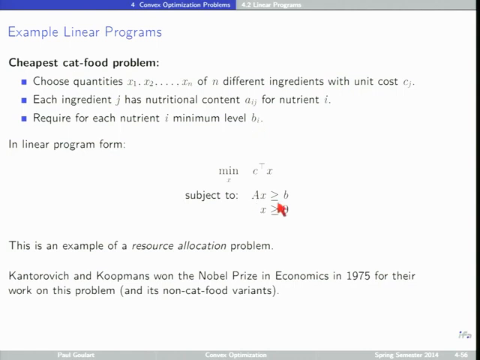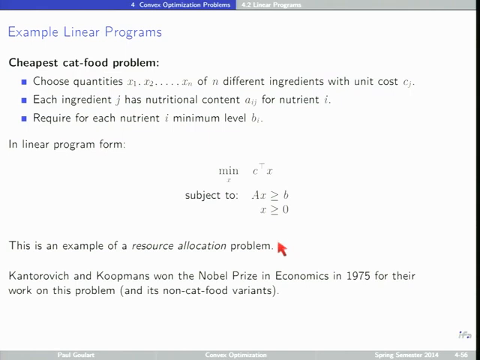And I'm not allowed to pick a negative amount of any one of the ingredients. So if I have all the data of this problem, I know how much everything costs, I know the nutritional content of every type of food, and I know what I require, then I just solve this problem, I buy all the stuff, I mix it together, and I feed it to my cat. And that was the cheapest way to do it. This is a general example of what's called a resource allocation problem. So I have some money, I need to allocate it to a bunch of resources in an efficient way, and I have a bunch of constraints that I need to apply to those resources.